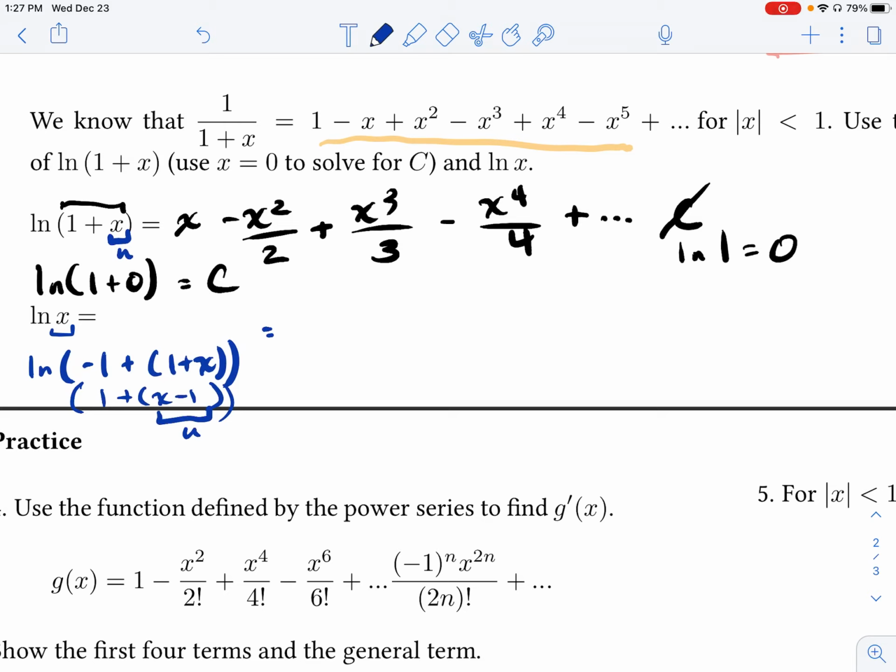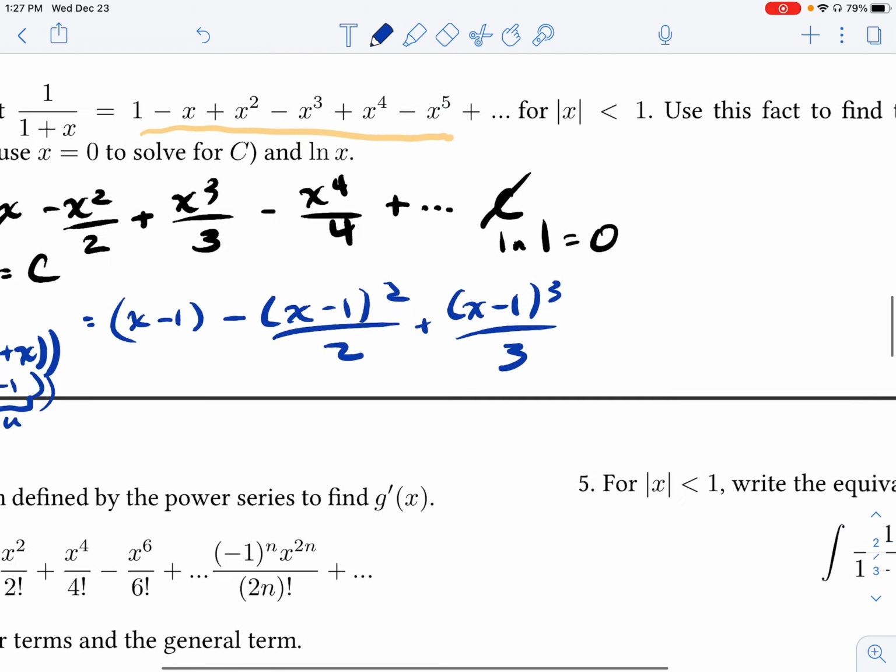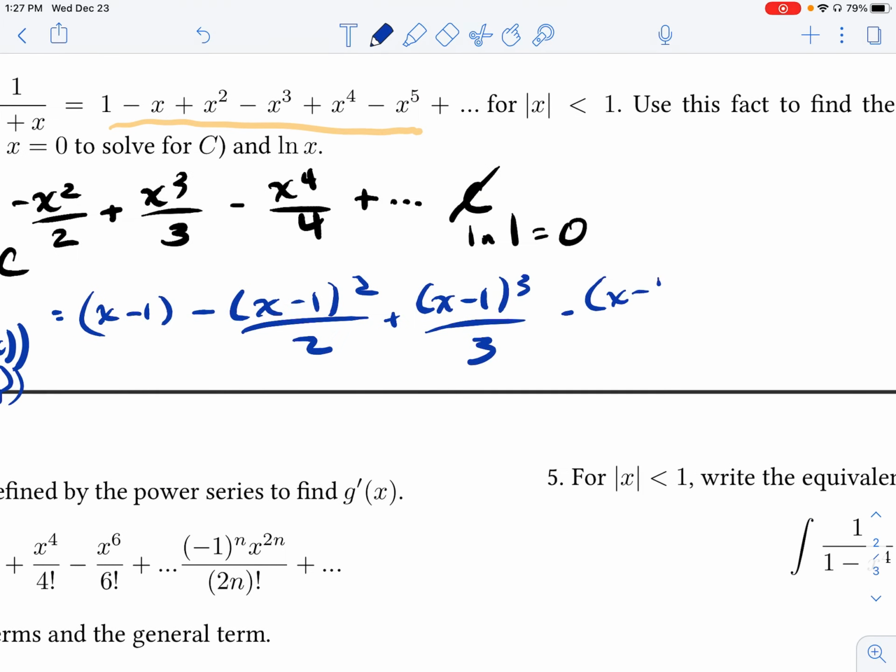So this would then become x minus 1 minus (x minus 1) squared over 2 plus (x minus 1) cubed over 3 minus (x minus 1) to the fourth over 4, and so on.